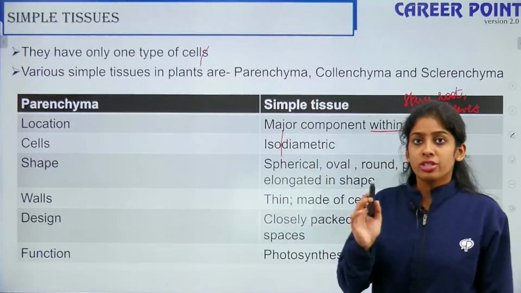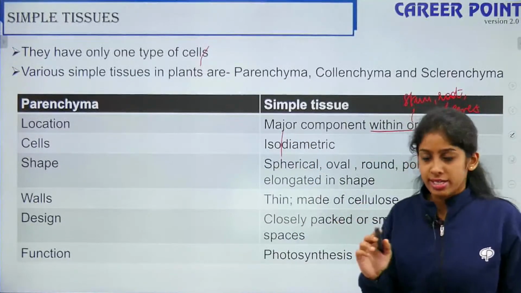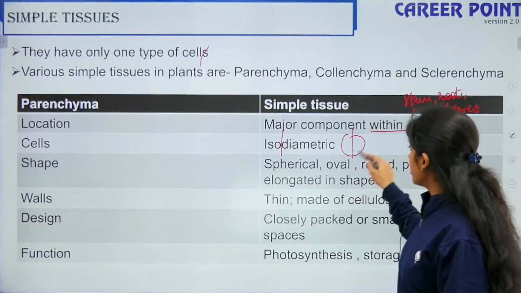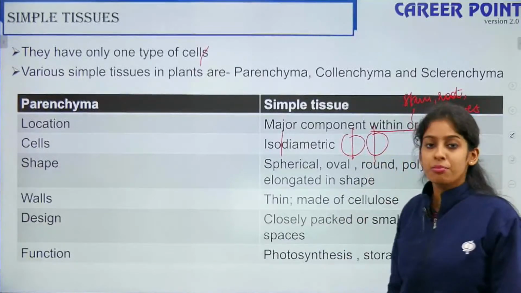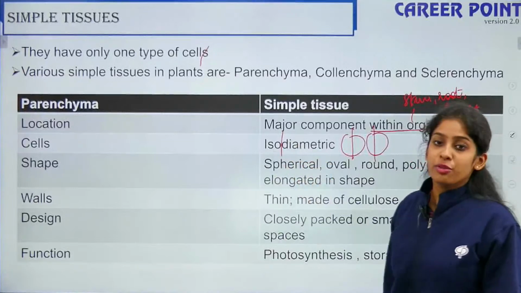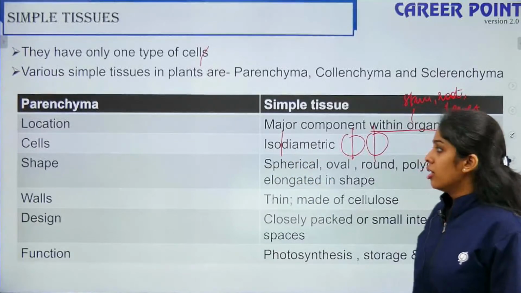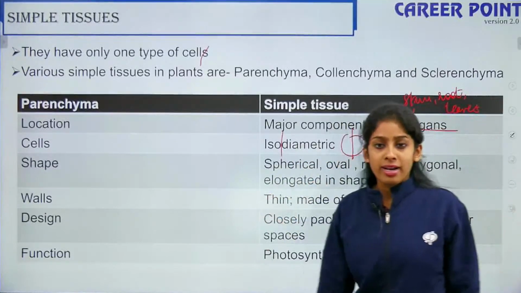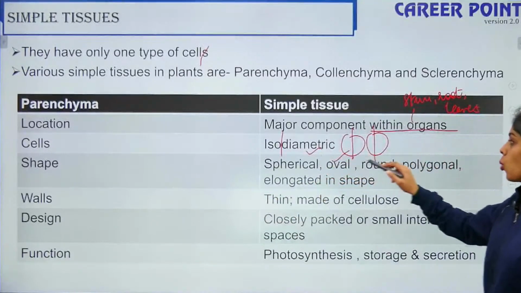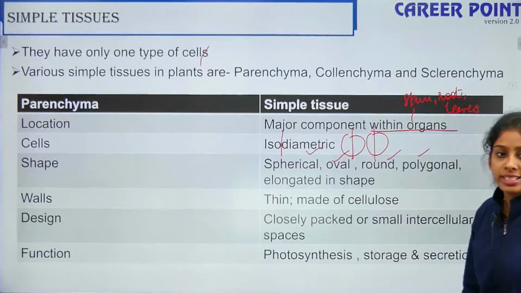Iso is same, so they all have equal diameter. If this cell has a diameter like this, the other cell will also have the same diameter. So that is why the design of the cell is isodiametric. Alright, so how is the shape of your parenchyma? It is spherical, oval, round, polygonal, elongated in shape.